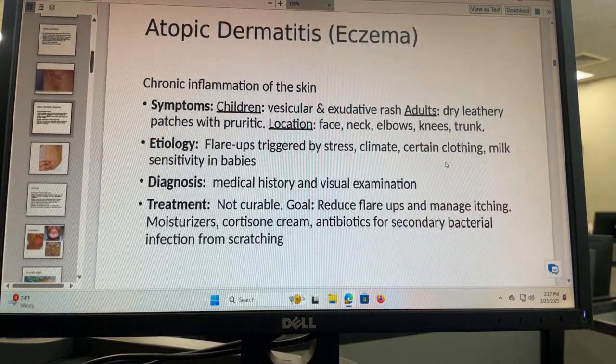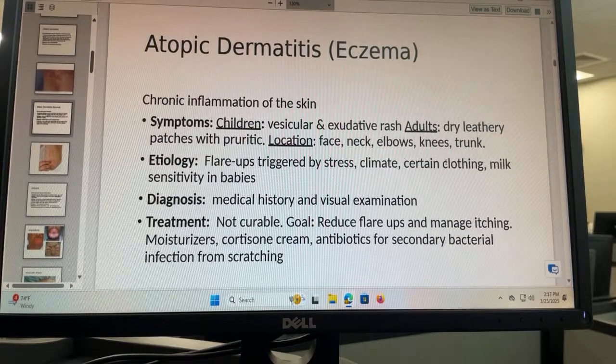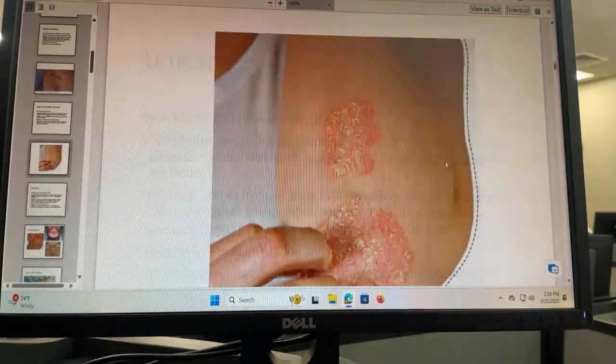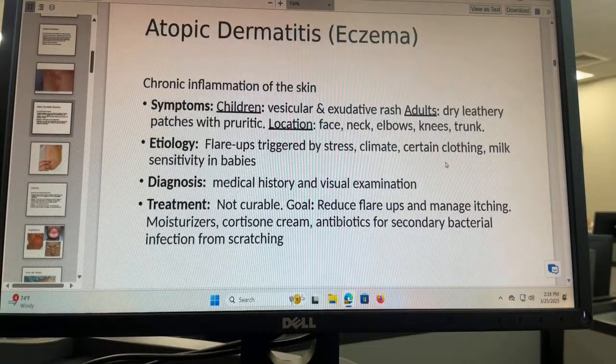Okay, the last type of dermatitis is called atopic dermatitis, or the common name is eczema. Eczema is more of a chronic inflammation of the skin. It's not something acute like poison ivy, where you have it and it goes away really quickly. Symptoms in children tend to be different. Children tend to have more vesicles and more exudative rash. Exudative means leaking fluid, whereas adults' eczema tends to be more dry and leathery.